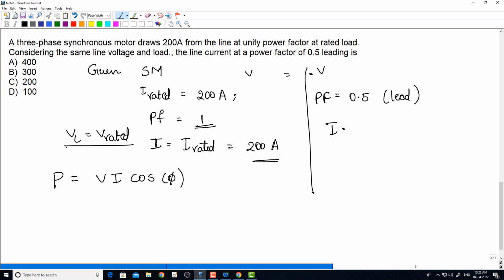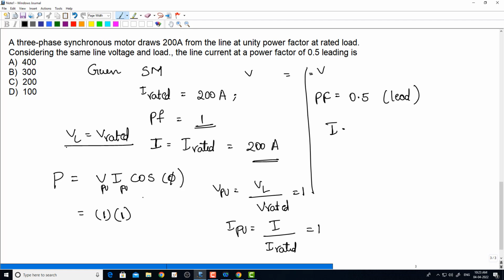V line equal to V rated means this is per unit. So, V per unit is how much? V line voltage by V rated, that is 1. Here I is also I rated. So, I per unit is equal to I by I rated, that is equal to 1. So, V per unit is 1, I per unit is 1, and given power factor is 1, unity power factor. So, the power drawn by the synchronous motor is 1 per unit.